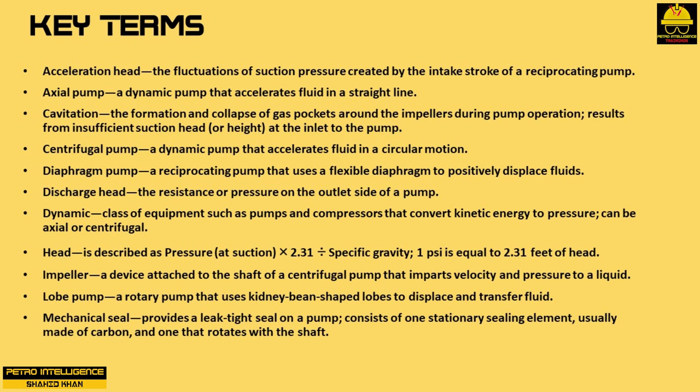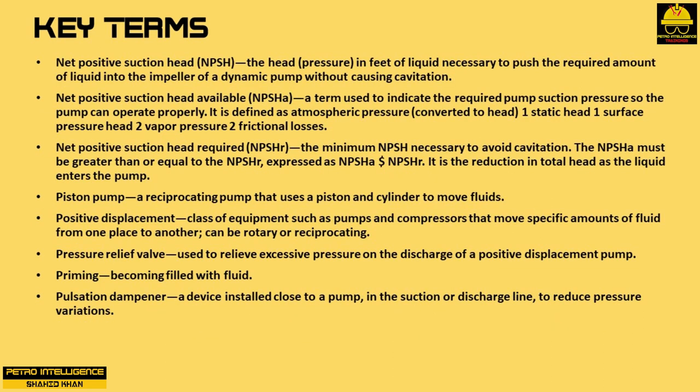pressure to a liquid. Lobe pump is a rotary pump that uses kidney bean-shaped lobes to displace and transfer fluid. Mechanical seal provides a leak-tight seal on a pump, and consists of one stationary sealing element, usually made of carbon, and one that rotates with the shaft. Net positive suction head, NPSH, is the head pressure in feet of liquid necessary to push the required amount of liquid into the impeller of a dynamic pump without causing cavitation.